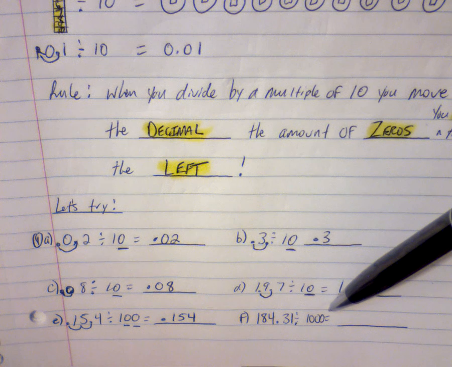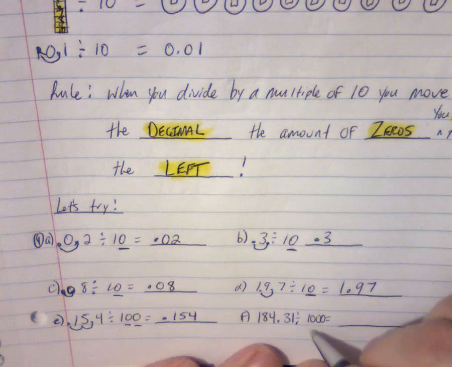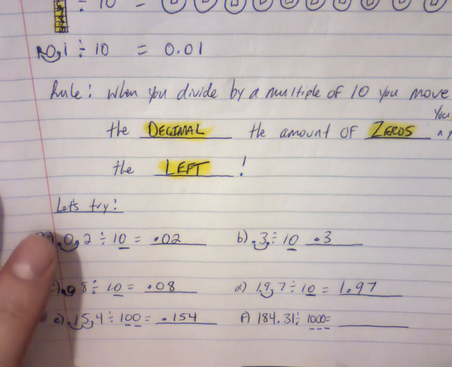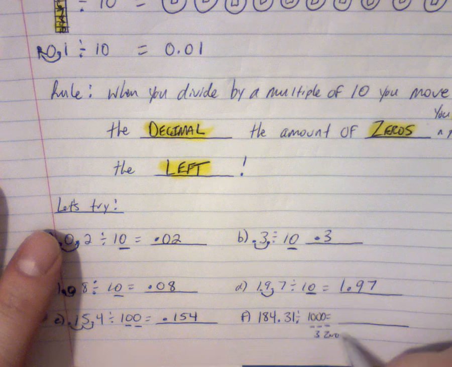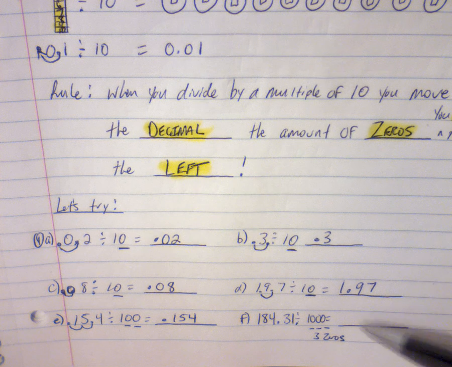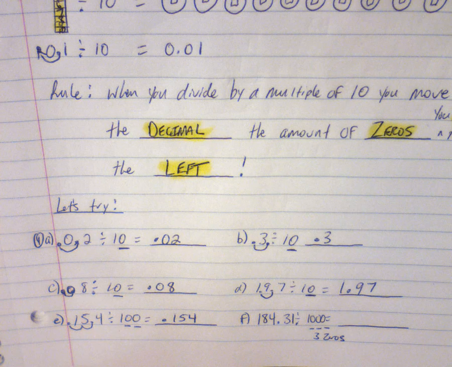Last but not least is the thousand. Again, we're going to move the decimal, the amount of zeros you divide by, to the left. So how many zeros are there? There's 1, 2, 3. So you have 3 zeros altogether. So how many spaces are you going to move the decimal? That's for you to decide, and that's for you to write down in your Google Docs questions. Okay? That is dividing decimals by 10.